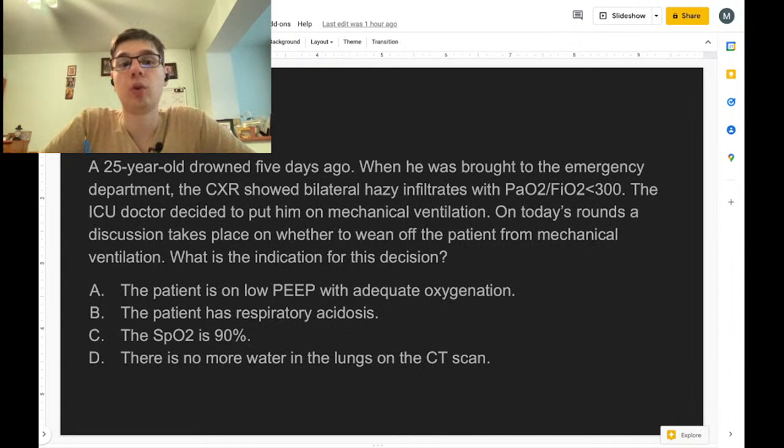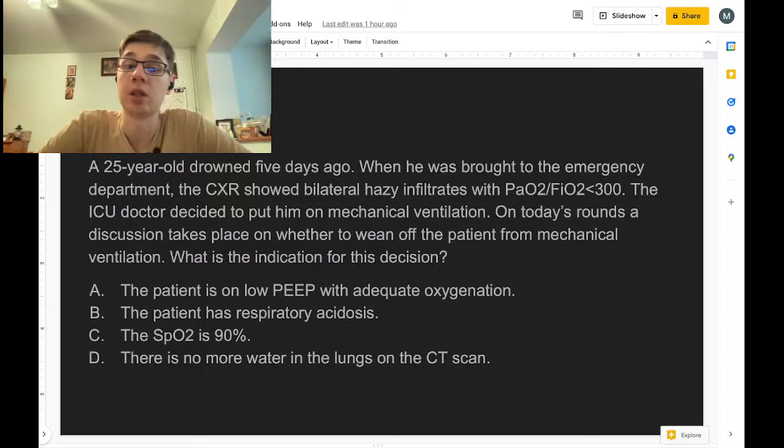We have a 25-year-old who drowned 5 days ago. When he was brought to the emergency department, the chest X-ray showed bilateral hazy infiltrates with a PaO2 to FiO2 ratio of less than 300. The ICU doctor decided to put him on mechanical ventilation. On today's rounds, a discussion takes place on whether to wean off the patient from mechanical ventilation. What is the indication for this decision?